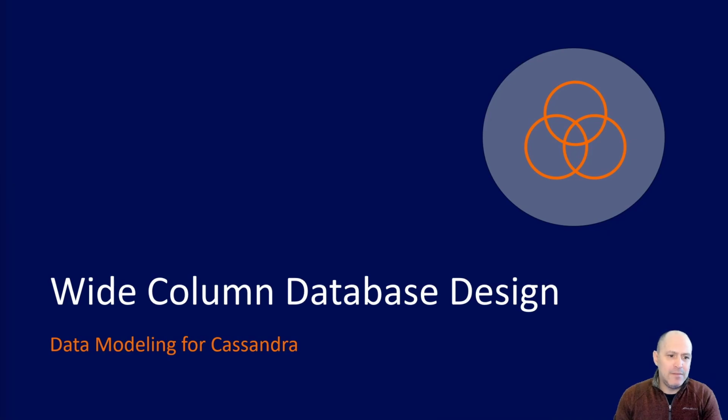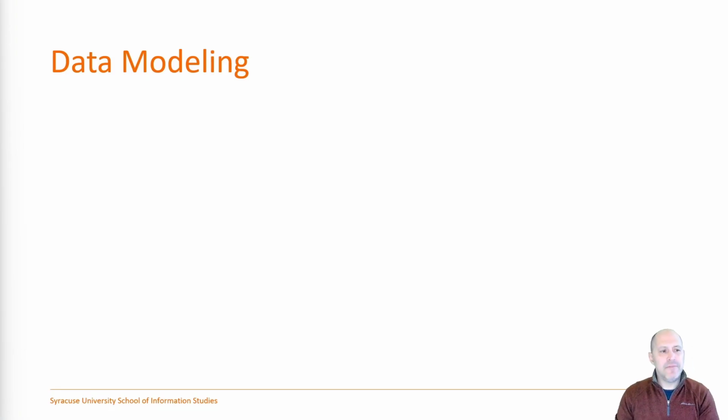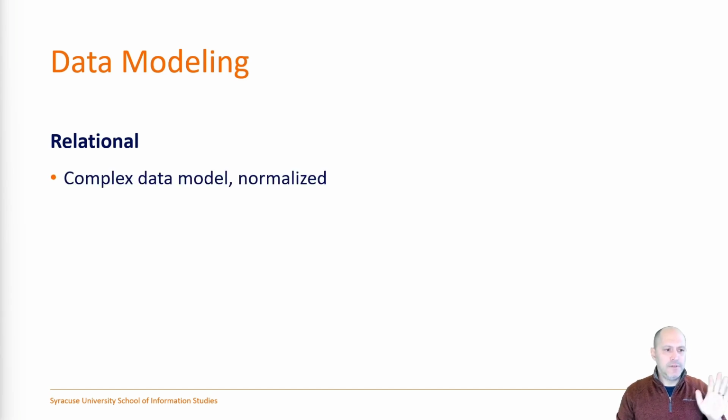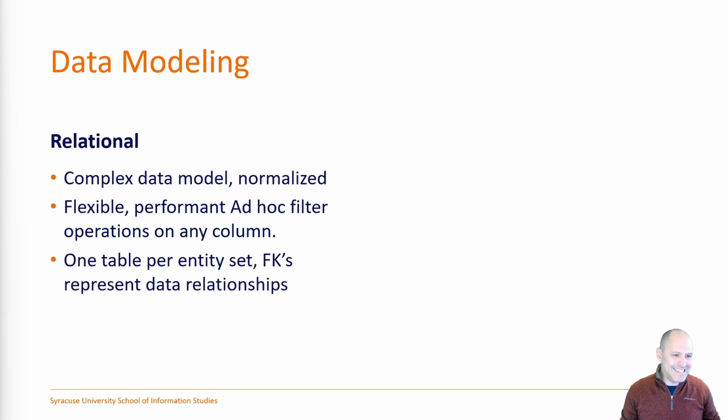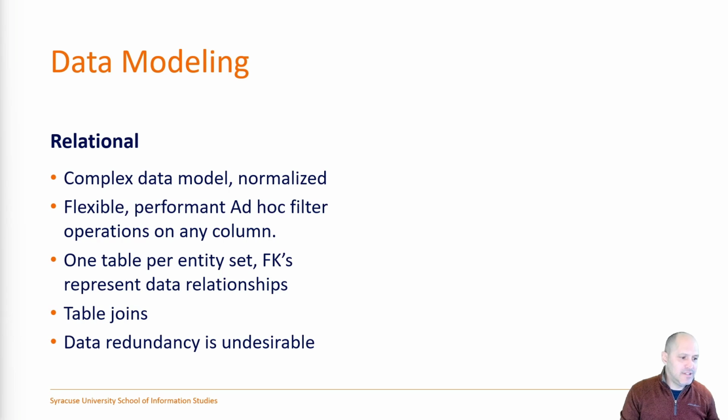Okay, let's talk wide column database design. So how do you data model with wide column? Well, remember with relational, you can just pretty much model anything that you want. It's very flexible and performant. One table per entity set. You've got primary key, foreign key relationships, table joins. Data redundancy is undesirable. We want things in third normal form.